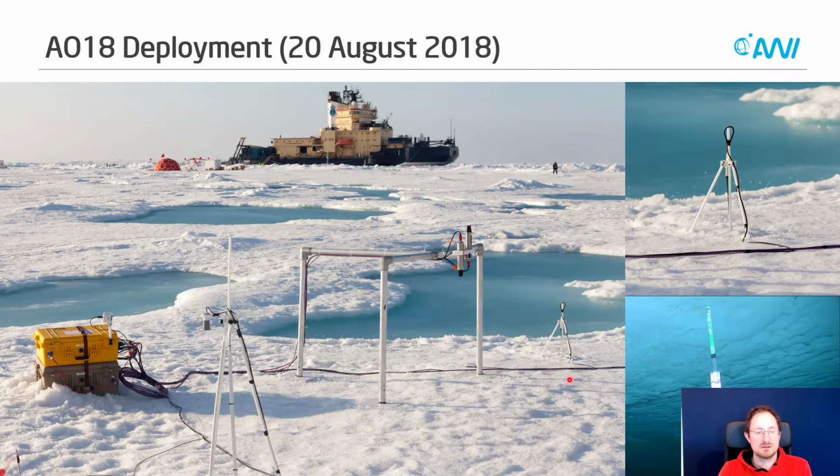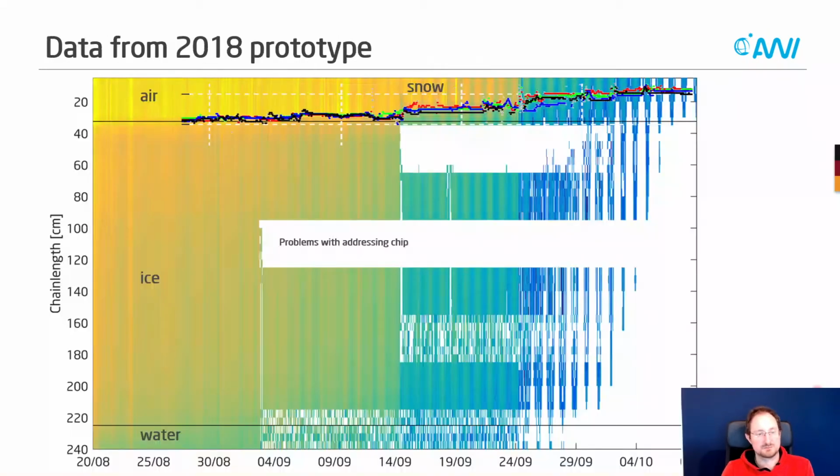But here on the side, this little tripod is holding up the light chain that goes through the entire ice and is looking out at the bottom, allowing us measurement of the light field within the sea ice. This is how such data looks like.